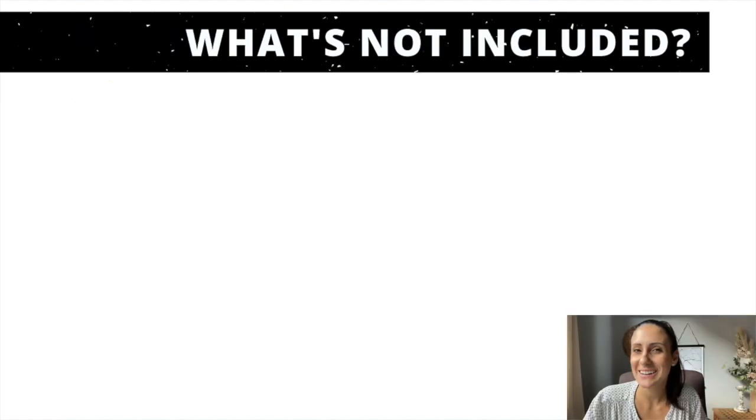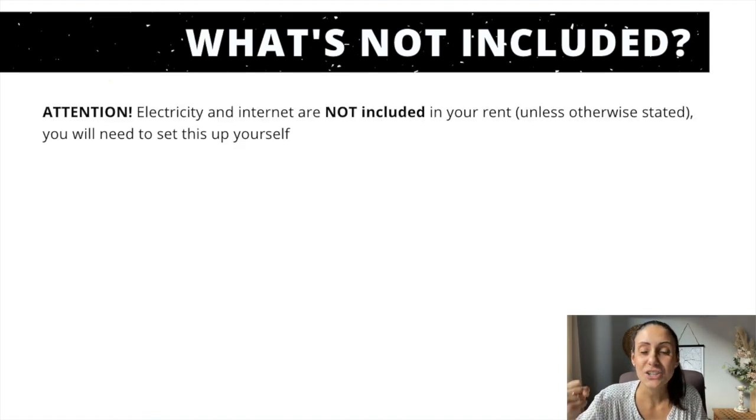So the biggest question is, what is not going to be included in your rental contract? What is not going to be included in that Nebenkosten or your Warmmiete, your warm rent? There are things that aren't included, and yes, we did mention that electricity and internet are not included in your rent unless this has been otherwise stated in your rental contract. You are going to have to set this up yourself. We are going to set this up together, as you know, so stay tuned.